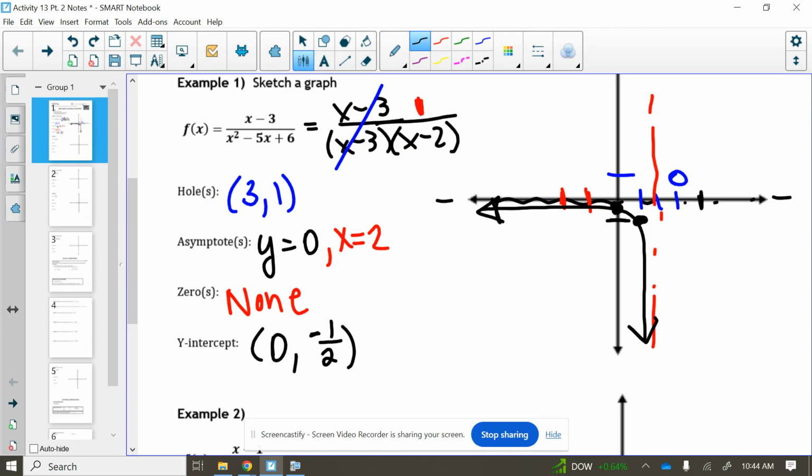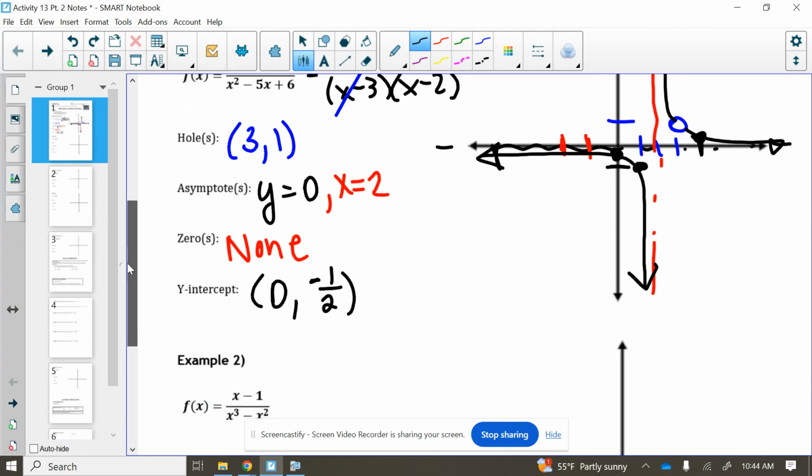On the other side, if we plug in a test point such as 4, we'd have 1 over 4 minus 2, which is positive 1/2. And we already have that hole value there. So again, we see those values that we can sketch in for our graph.